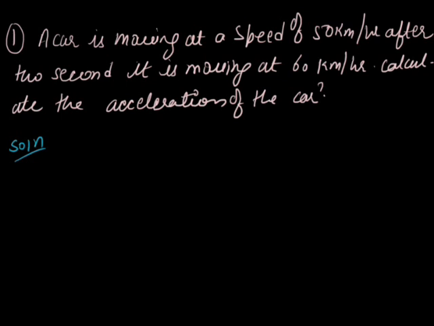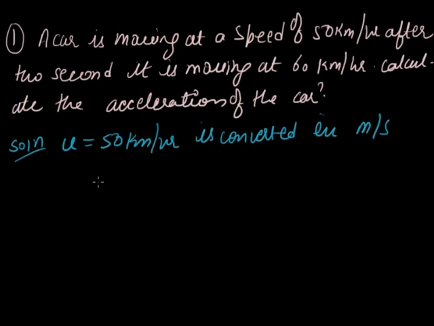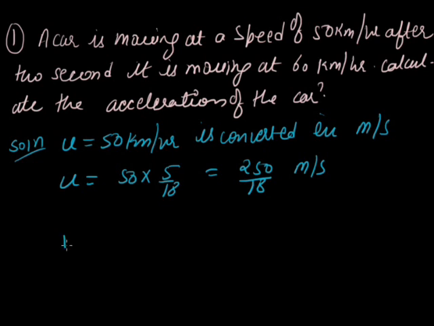First, we convert the initial velocity, 50 km per hour, into meter per second. We multiply it by 5 by 18 so that it is converted into meter per second. This will be 250 upon 18 meter per second. This is our u. Now, second step, v is given, that is the final velocity, 60 km per hour. It is also converted into meter per second by multiplying by 5 by 18, which gives us 300 by 18 meter per second.